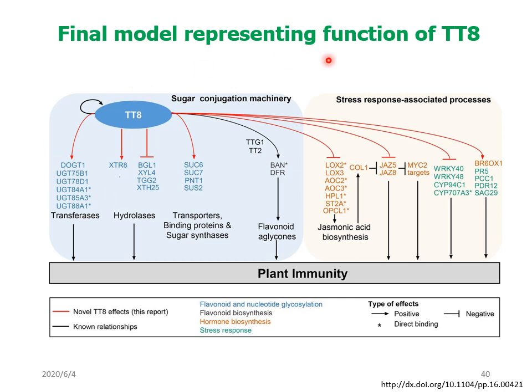And this is the final model that we proposed. What we observed is that one transcription factor, TT8, regulates not only the sugar conjugation machinery, but it also regulates stress response processes. And therefore, this sugar conjugation machinery is as important a part of plant immunity as these genes and these phytohormones. Our results suggested that this transcription factor is important for plant species to regulate how to respond under a given condition.